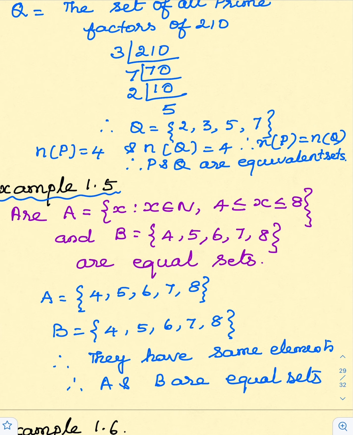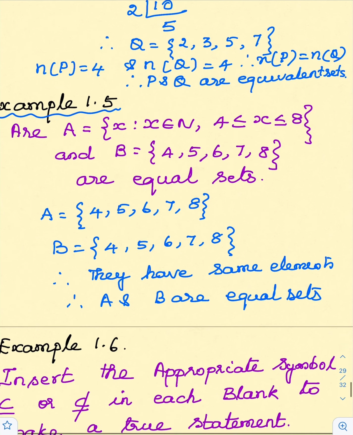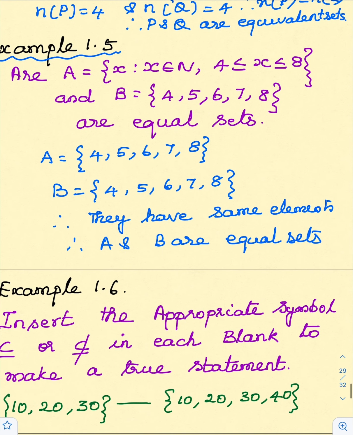See how do we get A here? 4 less than or equal to x less than or equal to 8. Less than or equal to, so we start from 4. Next number is 5. Next number is 6. Next number is 7. And the last number, it is again less than or equal to, so it is 8. And B, they have already given in the tabular form as 4, 5, 6, 7, 8. So we see both the sets are the same and they have the same elements. So A and B are equal sets.